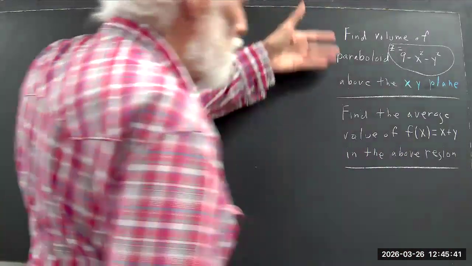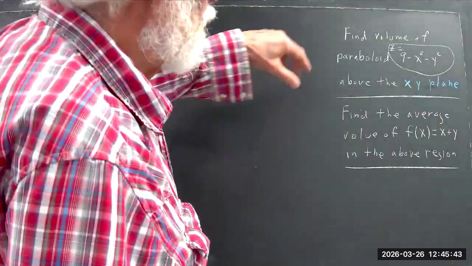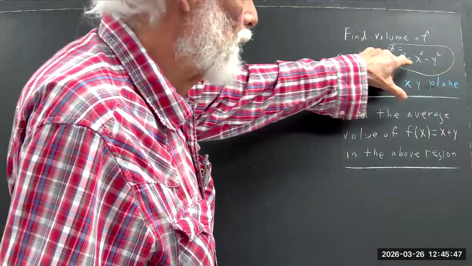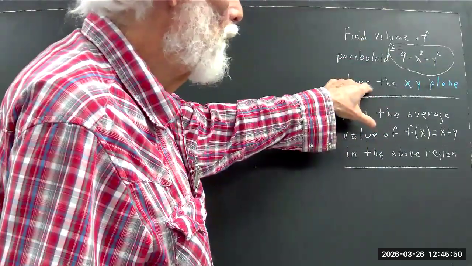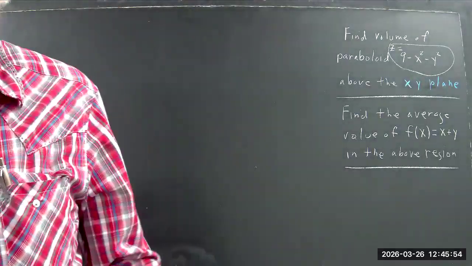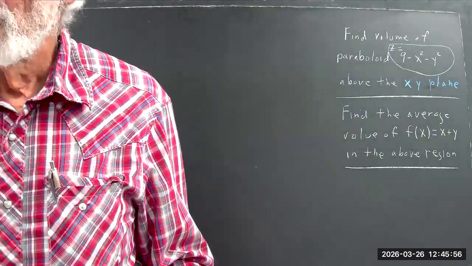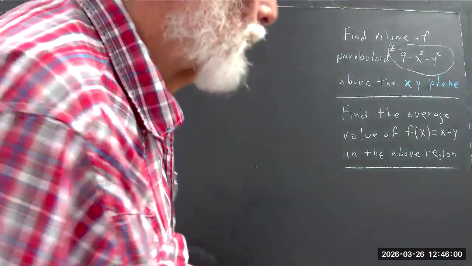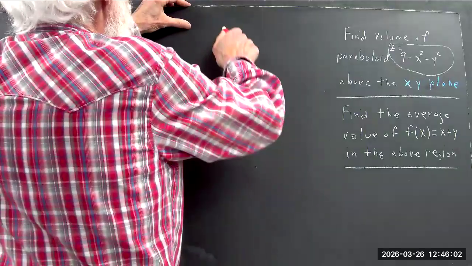Start with the quiz to see here. First question: you want to find the volume of the paraboloid z equals 9 minus x squared minus y squared above the xy plane. And this requires, of course, that you get some picture of the paraboloid, okay? Now you could start a picture of the paraboloid.